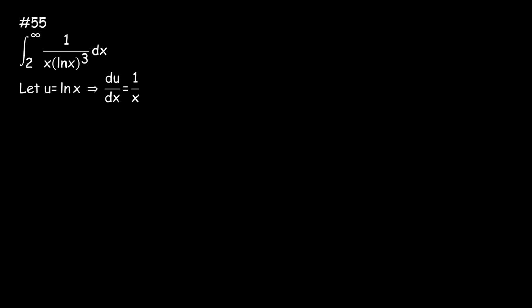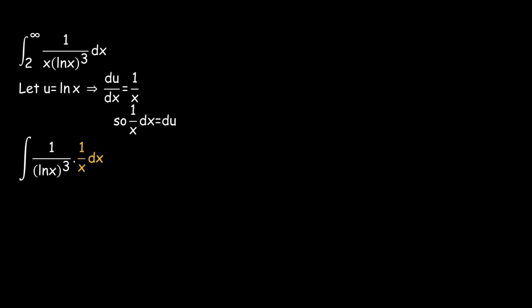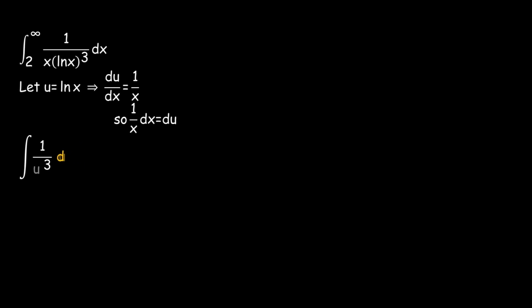So we let u be equal to ln x. Derivative of ln x is 1 over x, and hence 1 over x dx is du. We go ahead and replace that in the equation with just the du. And we're going to have the integral of 1 over u cubed du, which is the same as the integral of u to the power negative 3.